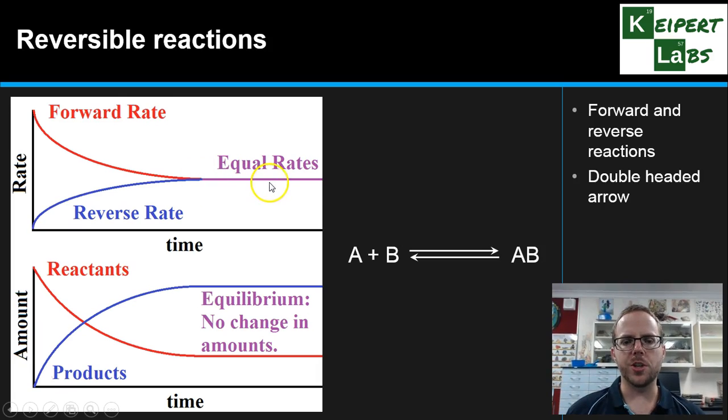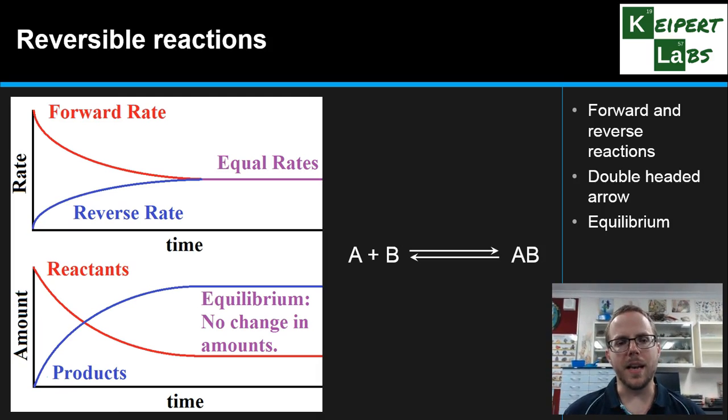So we get to a point at which the rates become equal. That is, we're forming AB as quickly as we are breaking it down, which then corresponds to this point we call equilibrium, where there's no change in amounts. So we see that when we get to this point, our rates are equal, and we seem to have no visible change in our quantity of reactants or products. Okay, so we say that this point is equilibrium.